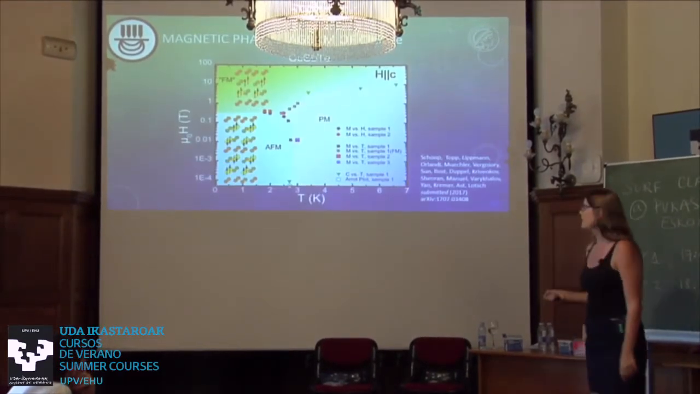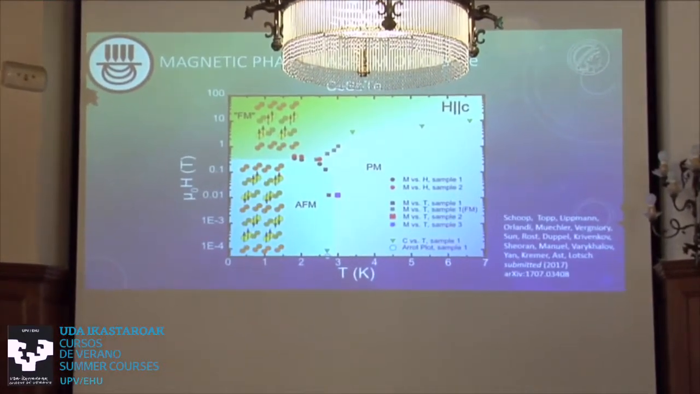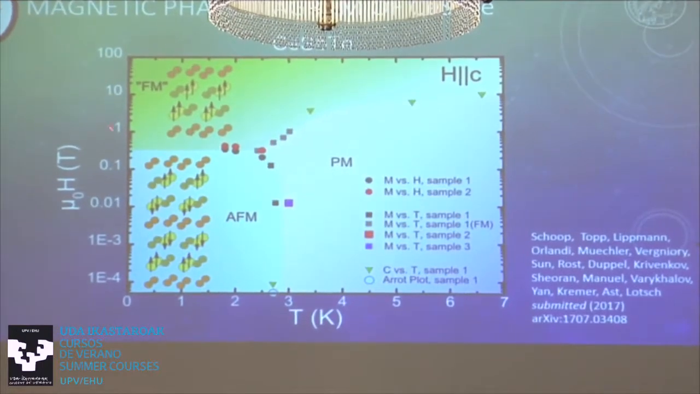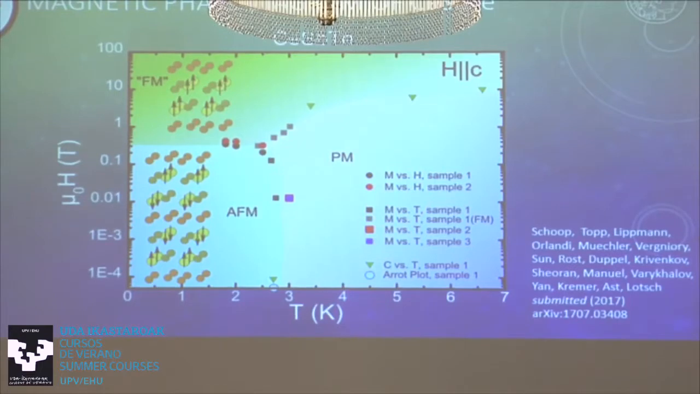So here's the magnetic phase diagram of the whole compound. At low temperatures and low fields, we have an antiferromagnet with a double C-axis, and then at high fields and low temperatures, we have a ferromagnet, and then up here we have a paramagnetic region of the sample.